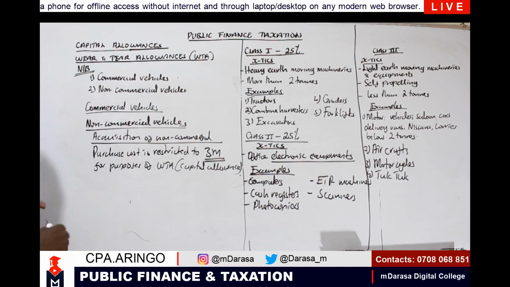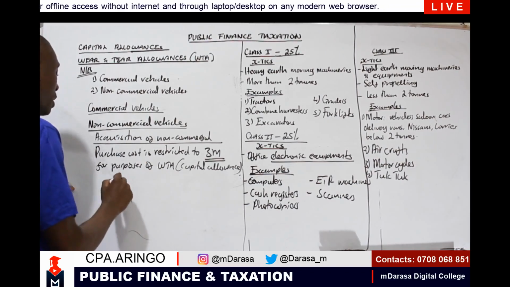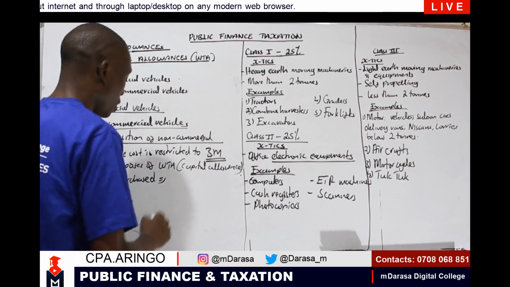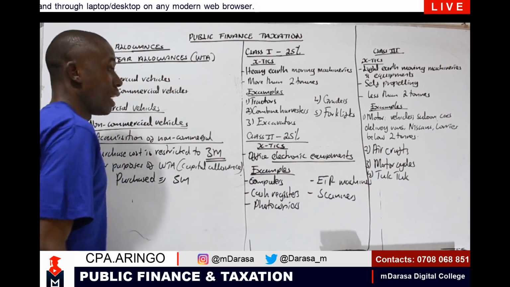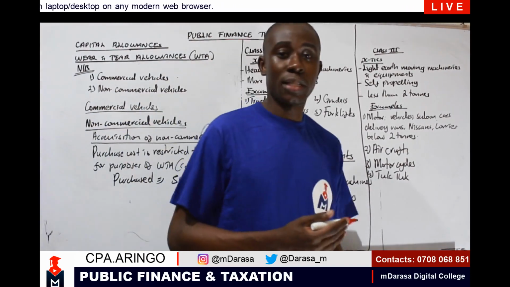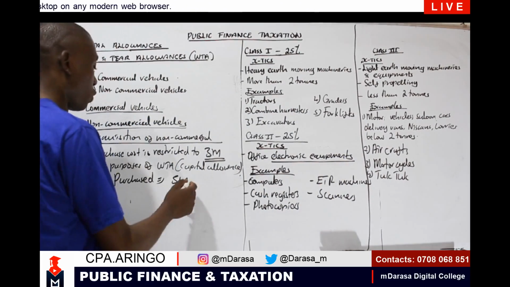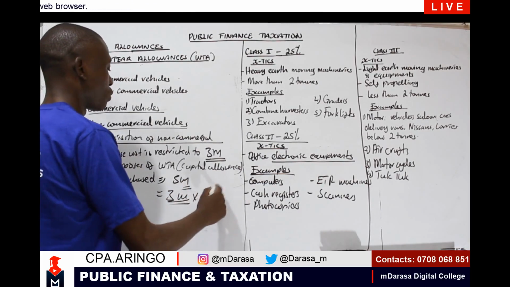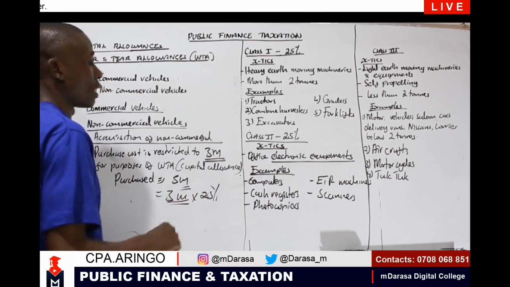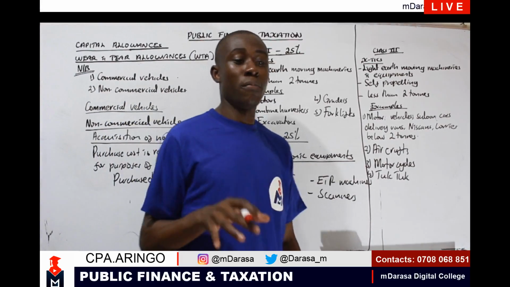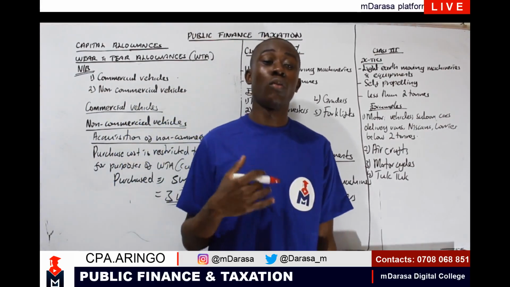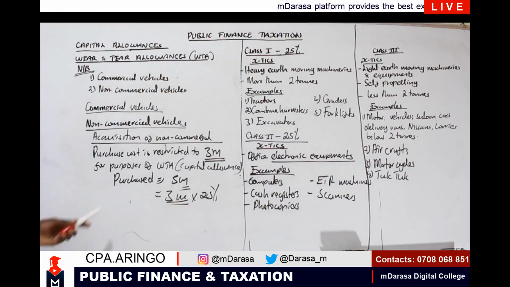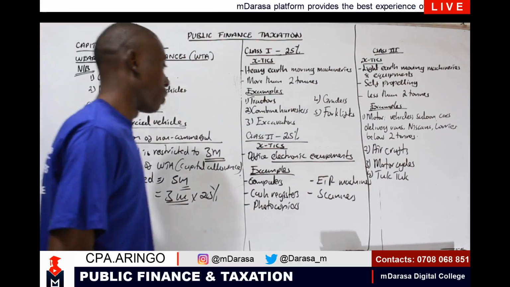Now, for you to understand it better, assuming that I purchased a saloon car, this non-commercial vehicle, at 5 million, and I want to provide the WTA on this asset. I'm not going to provide with the cost of 5 million, but I'm going to restrict it to 3 million. So in providing capital allowance, I'll provide it at the cost of 3 million and not 5 million. That's how we talk of the restricted value. So this is on acquisition of non-commercial vehicle.